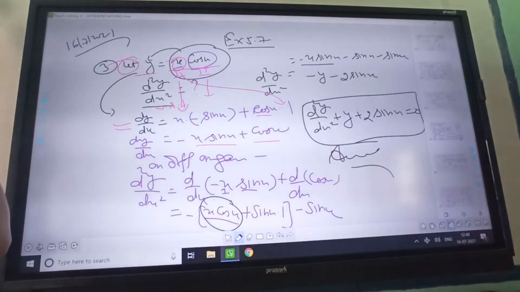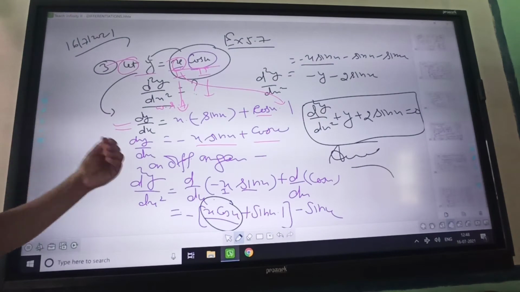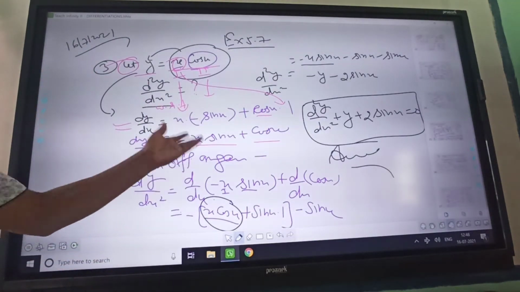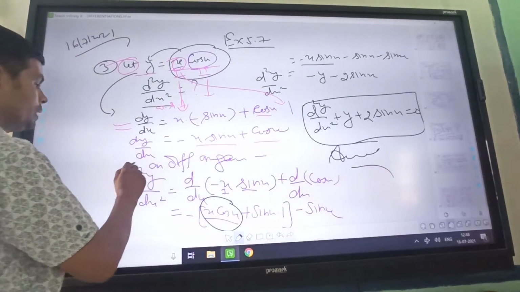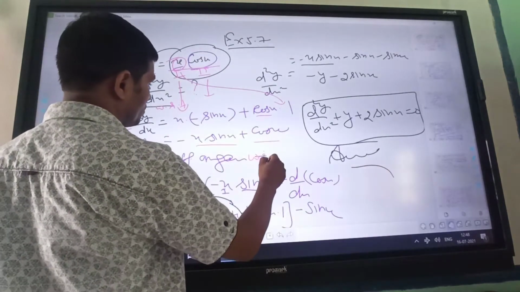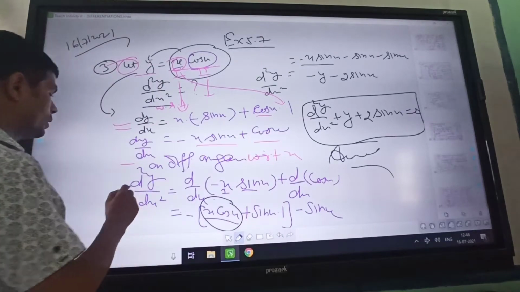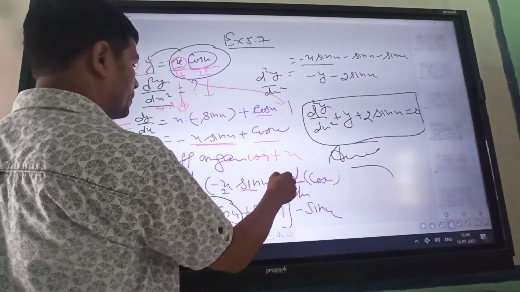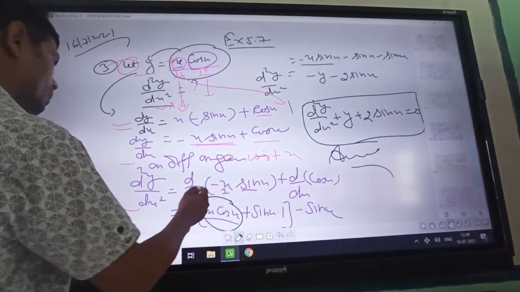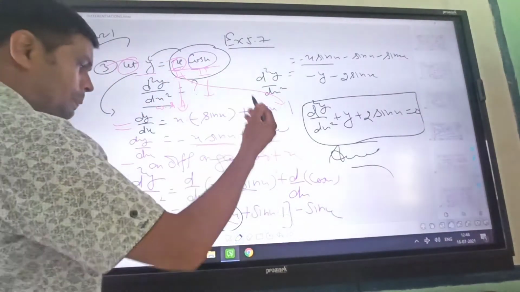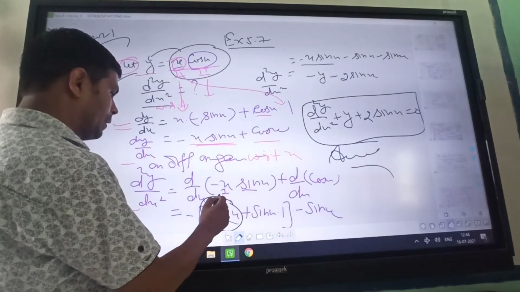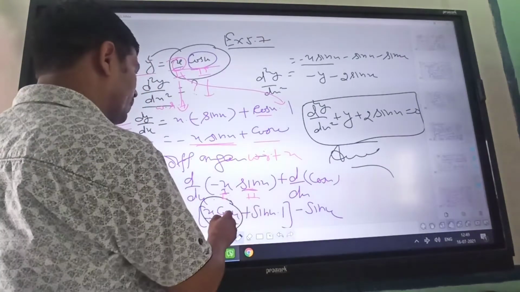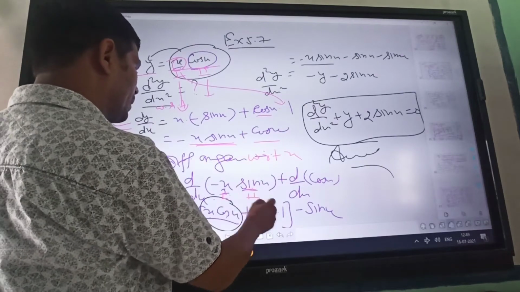Again we have to find the double derivative, so we will differentiate this again with respect to x. So d2y by dx square equals dy by dx of minus x sin x plus dy by dx of cos x. For the derivative of this one, again as in the previous method, first function as it is, derivative of the second function, plus second function as it is, derivative of the first function.